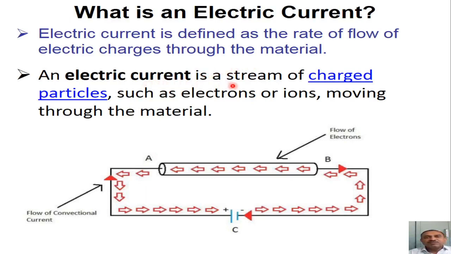Electric current is nothing but a stream of the charged particles. We just have seen the electrons and ions which are moving through the material. We can get more idea here through this figure.